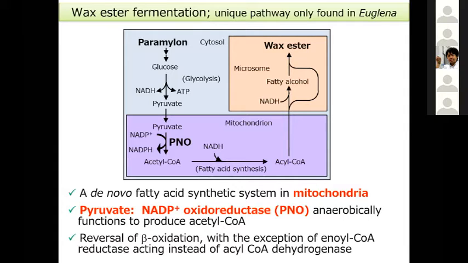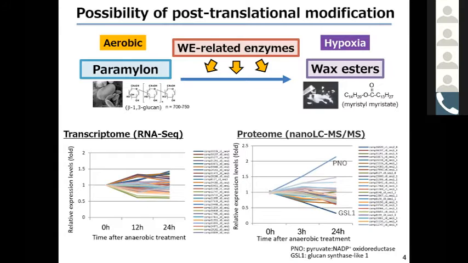The aim of our study is to identify the regulation mechanism of wax ester production in response to hypoxic conditions. I'll show you some of our results briefly. First, we carried out transcriptome and proteome analysis. As shown here, the changes in both transcription and translation levels of genes involved in wax ester metabolism were not so significant under hypoxic conditions, except for the PNO protein levels. This result suggests the possibility of post-translational modification, including phosphorylation.